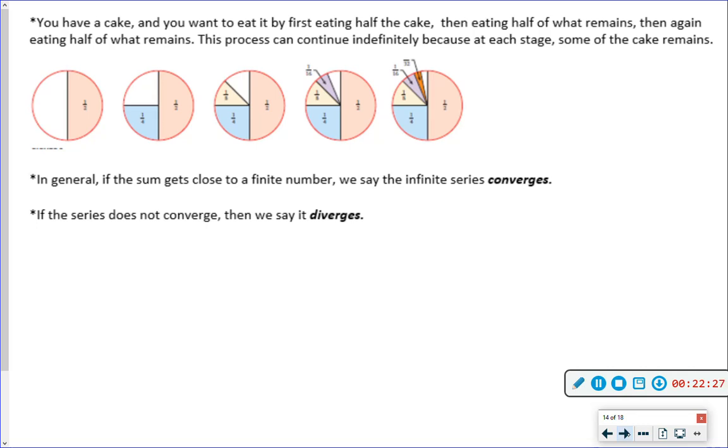The process can continue indefinitely. So you eat half, then another half of that, half of that, half of that. Eventually we can get it down to a pretty consistent number, so to speak. So here's a little vocab for us. If the sum gets close to a finite number, like a third, like yesterday, we say it converges. If, of course, it doesn't, it diverges. So converges, we can get a number like a third, like yesterday, that 0.3 repeating.